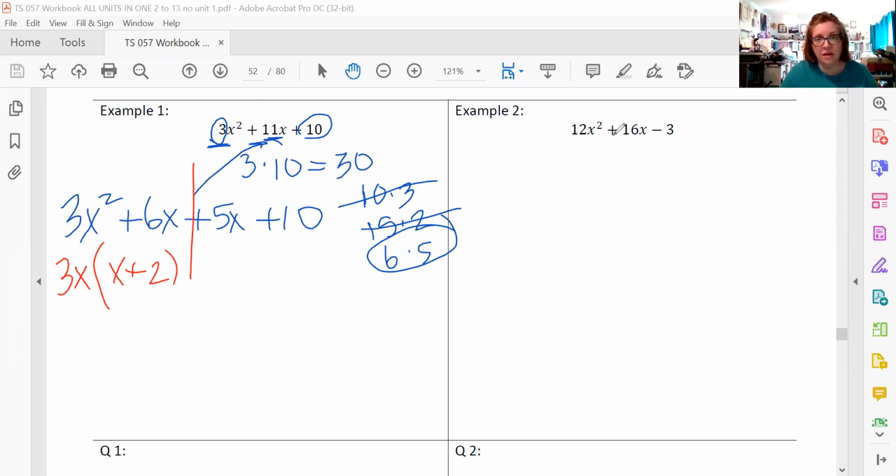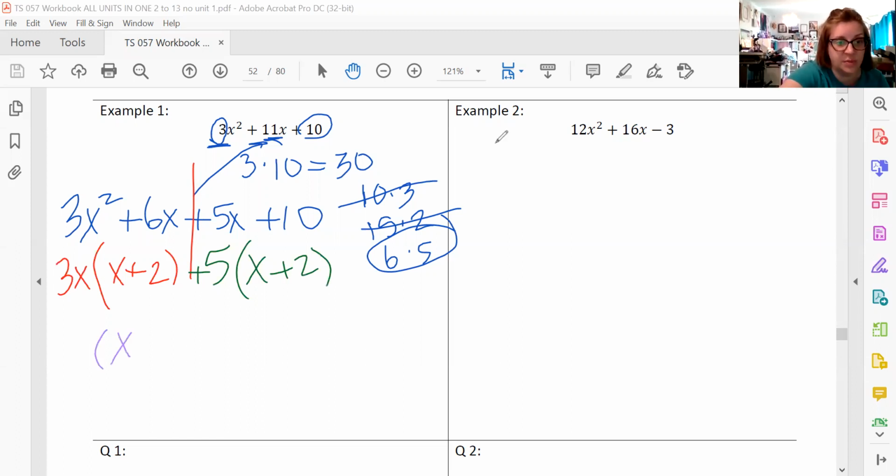And then over here, 5x plus 10. I'm going to take 5 out of both of those. Positive 5 there. And look at that, I'm left with x plus 2. So now I'm going to say x plus 2 over here.